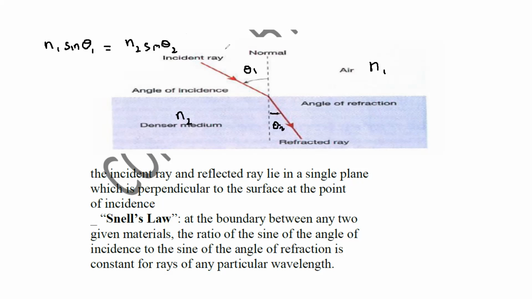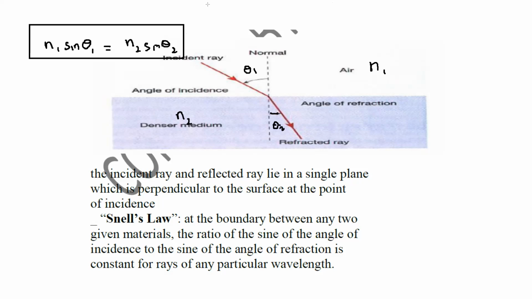If you remember, we write the refractive index n as sine angle i over sine angle r. So what is the reason for that? Actually, that is derived from Snell's law. Snell's law is n1 sine theta 1, meaning the refractive index in medium 1 multiplied by the sine of the angle in medium 1, equals the refractive index in medium 2 multiplied by the sine of the angle in medium 2.